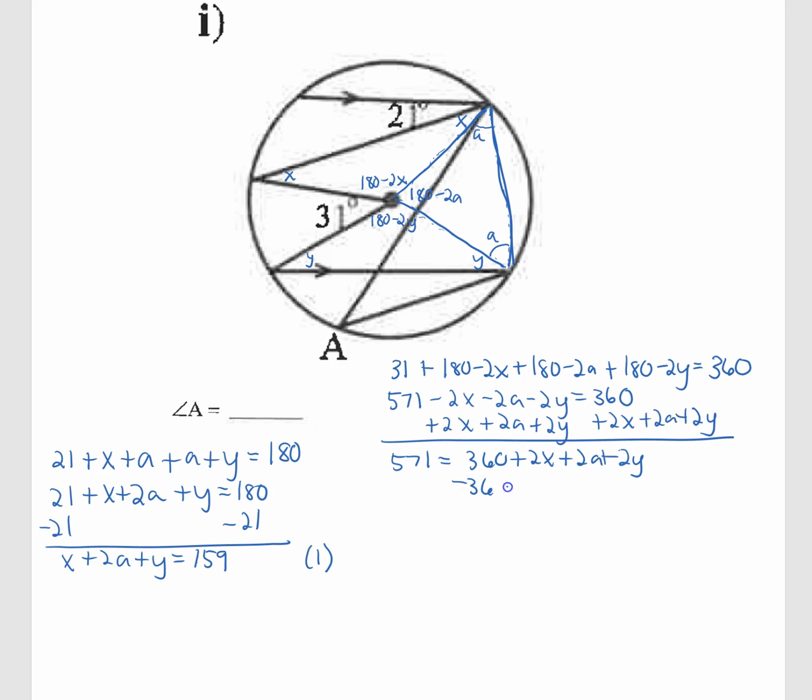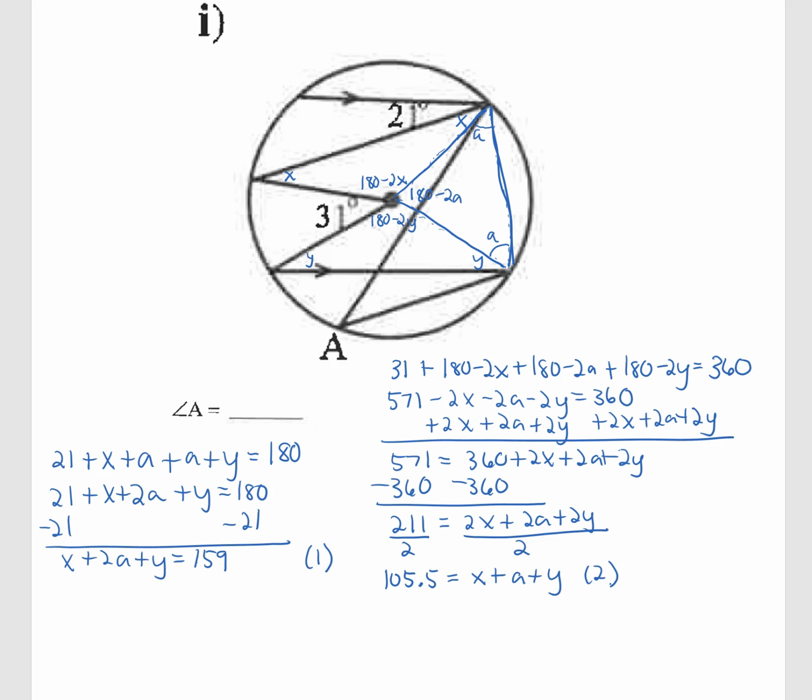I'm going to subtract 360 from both sides. 571 minus 360 is 211. That equals 2x plus 2a plus 2y. So we can simplify this even further by dividing both sides of our equation by 2. 211 divided by 2 is 105.5. And the 2 cancels out the 2's in each of these terms, so we're left with x plus a plus y. And I'm going to call this equation 2.